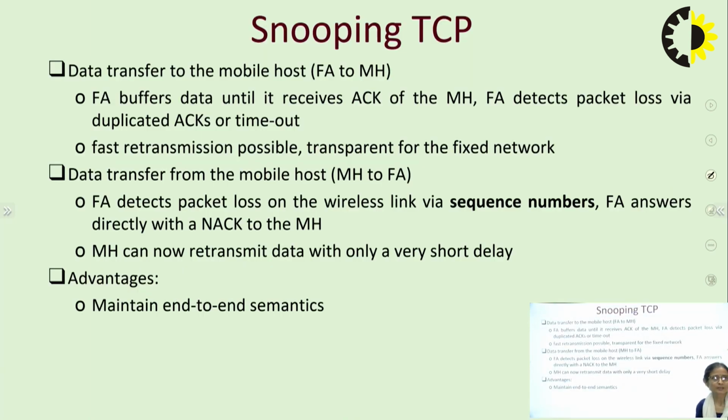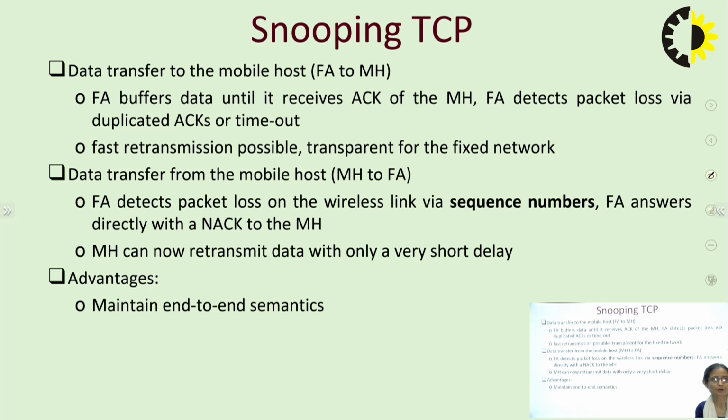So in this case, data is transferred to the mobile host, that is FA to MH. FA buffers the data until it receives the acknowledgement of the MH. FA detects the packet loss via duplicate acknowledgements or timeout. Fast retransmission is possible, transparent for the fixed network.